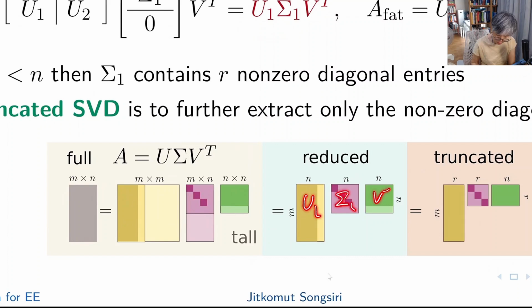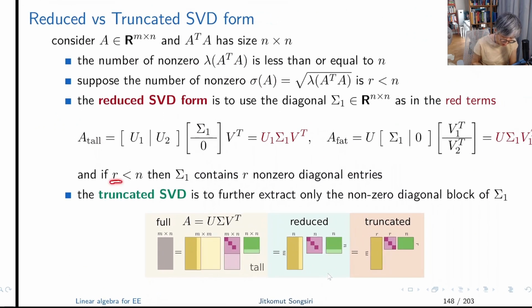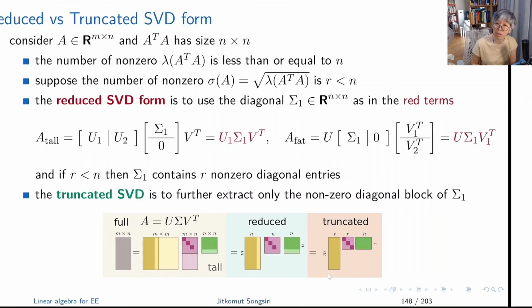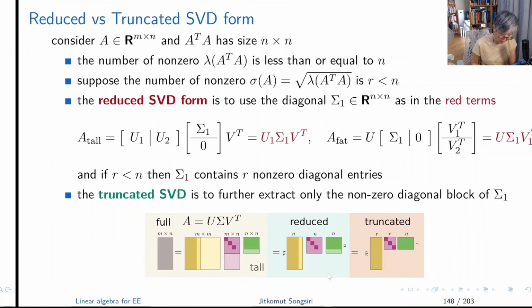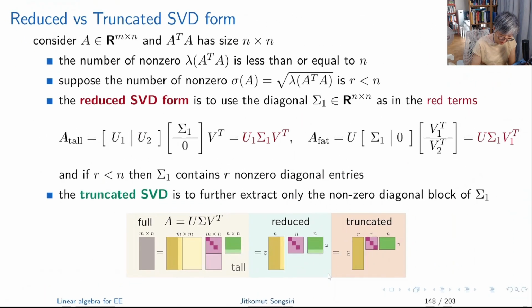U1, sigma 1, V transpose. However, it could be the chance that your R, the number of non-zero singular values, could be less than n. When R is less than n, it means that your sigma 1 can contain some 0 in the diagonals. It could be sigma 1 through sigma R, and maybe, suppose in this example, you have another two zero singular values.